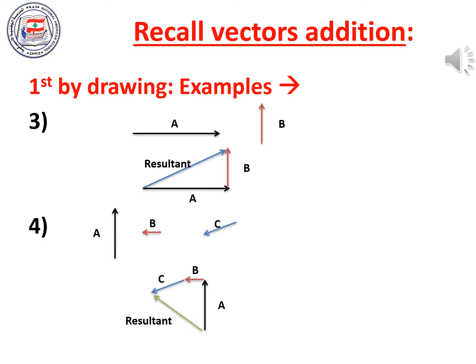In number 4, I have 3 vectors, so it is more complex, but it is easy if we follow the rule. I put A, I draw it like it is, because it is the first vector. Then I bring B and I stick the tail of B to the head of A.